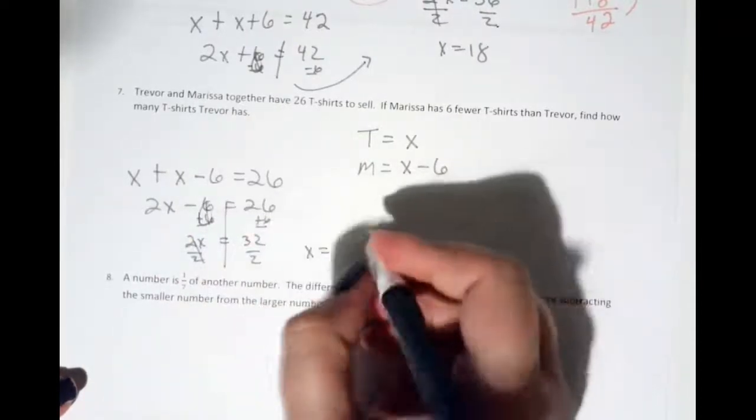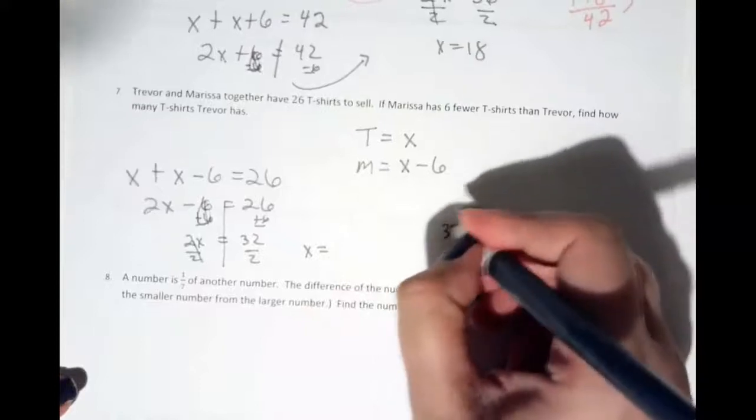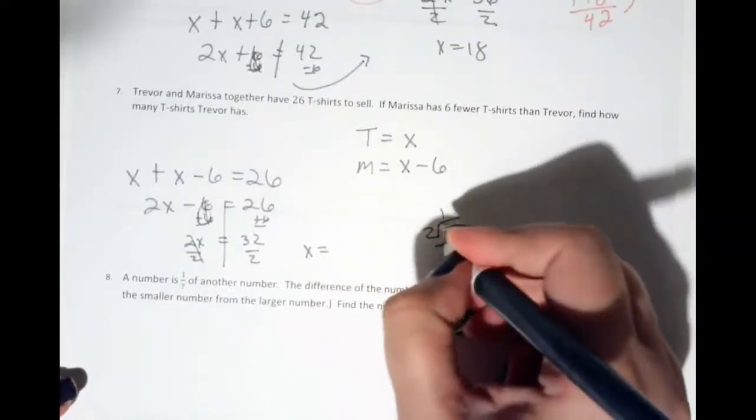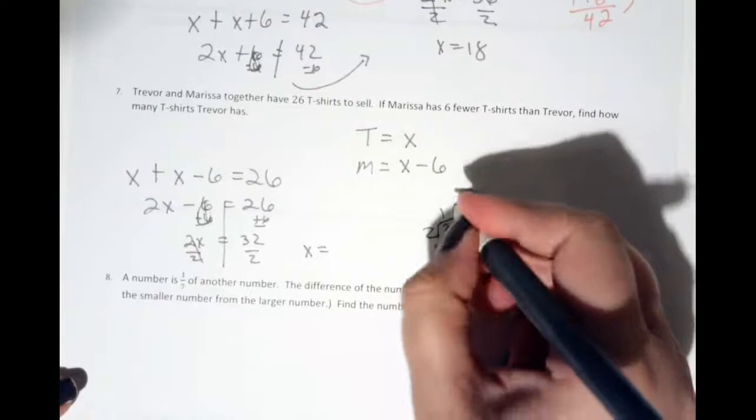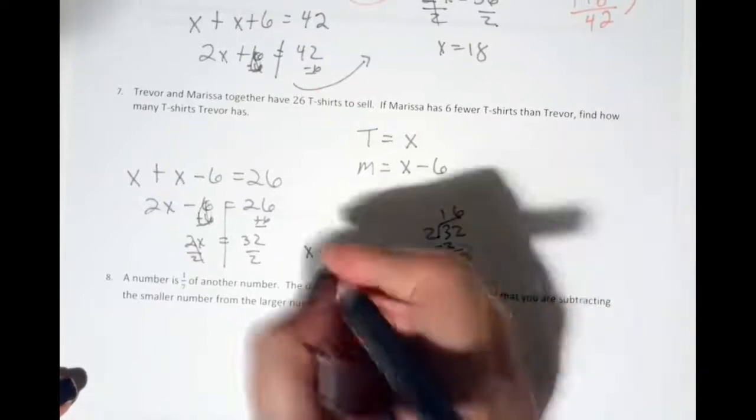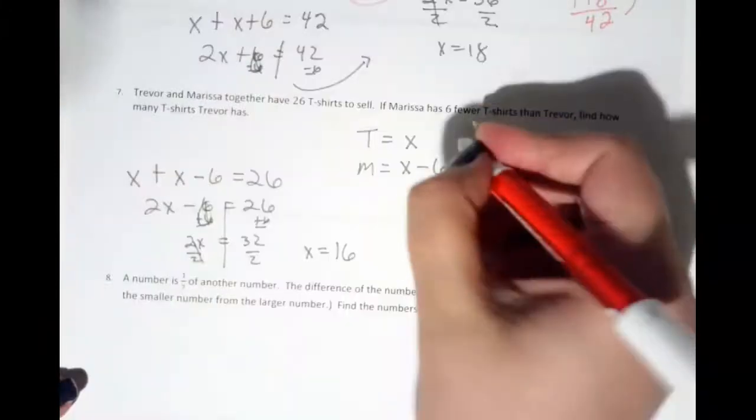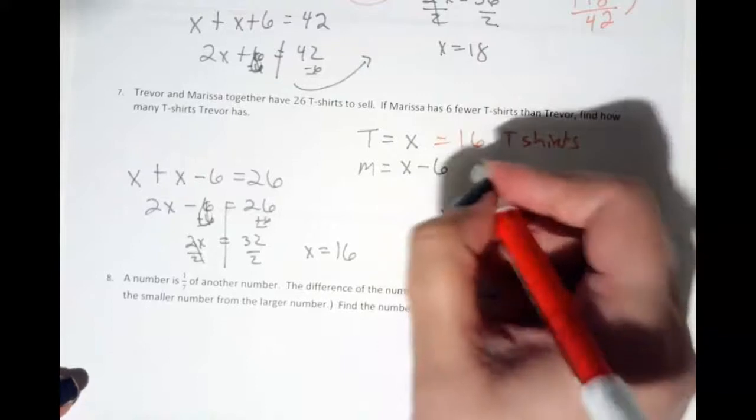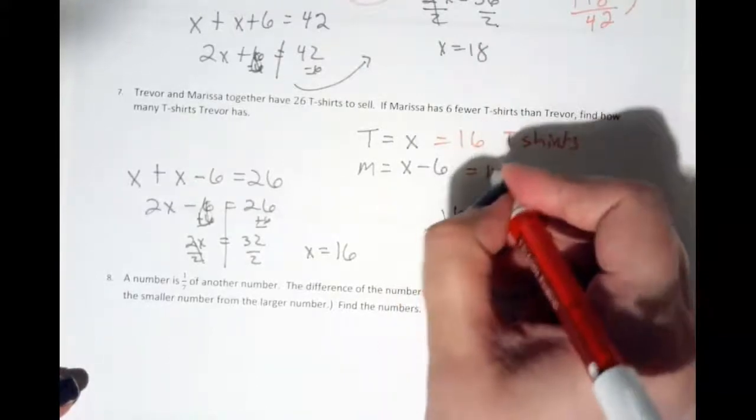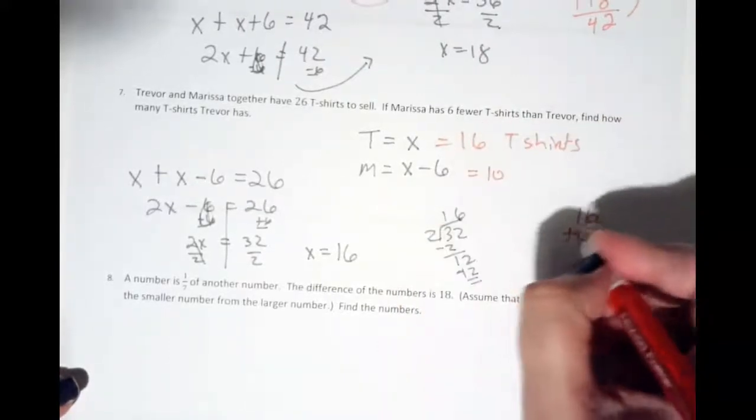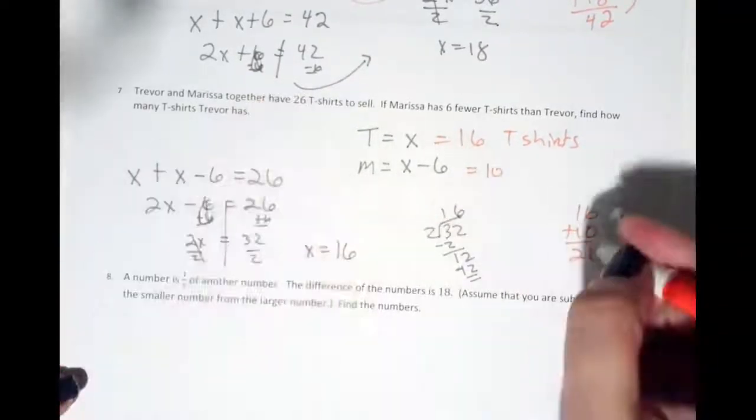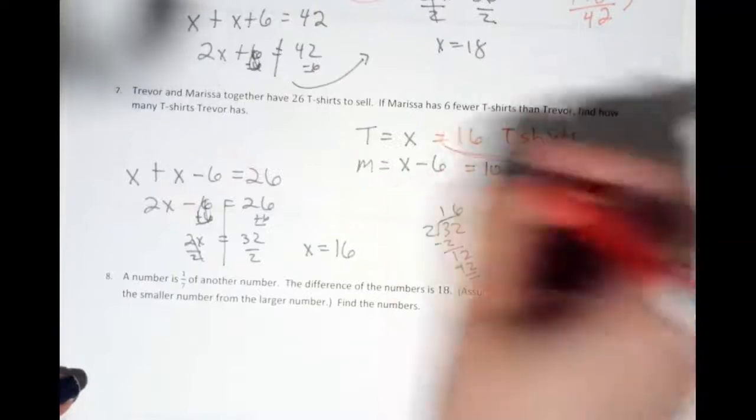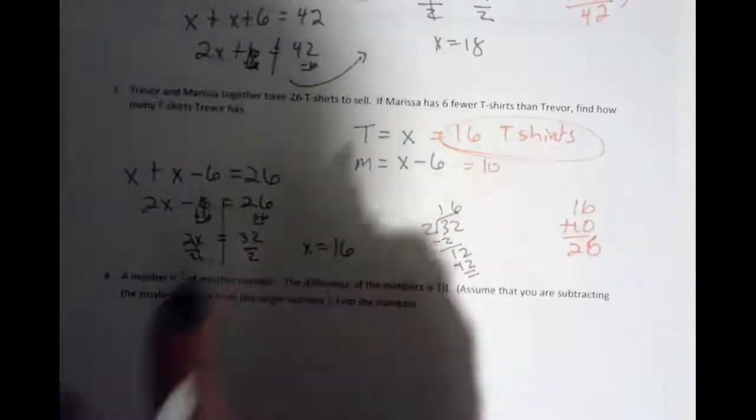x is 32 divided by 2, which is 16. So if Trevor had 16 t-shirts, just to double check, that would mean Marissa would have 10, and together they would have 26, which is what I needed, so that worked out. And that was your answer. Trevor had 16 t-shirts.